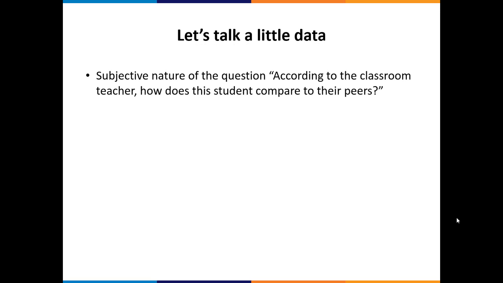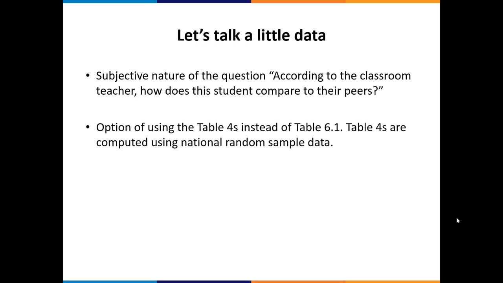Here's what I'm going to talk about. We're going to talk about the subjective nature of the question: according to the classroom teacher, how does this student compare to their peers? And then we're going to look into using the table 4s, tables 4.1 through 4.6, not so much instead of, but maybe in conjunction with table 6.1. Our table 4s are computed using random sample data, so they aren't subjective results.